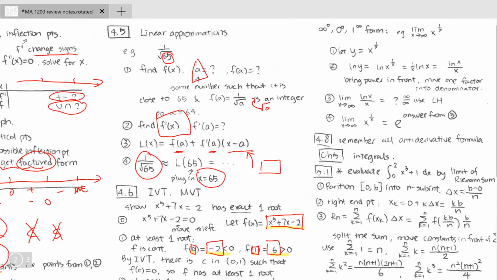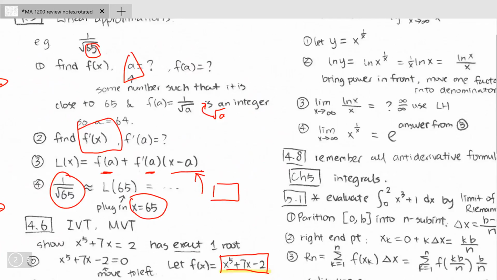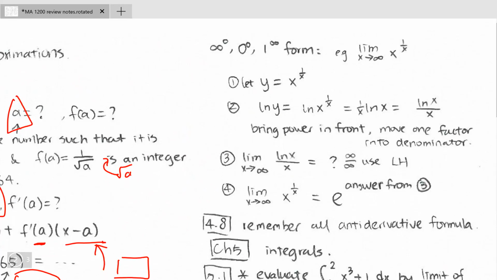And for those three types, where we have infinity to the 0, 0 to the 0, and 1 to the infinity, we have 4 steps. First step, let y be the function. Second step, apply natural log on both sides and bring the power in front. Because our goal is to create infinity over infinity or 0 over 0, you also like to move the factor into the denominator.